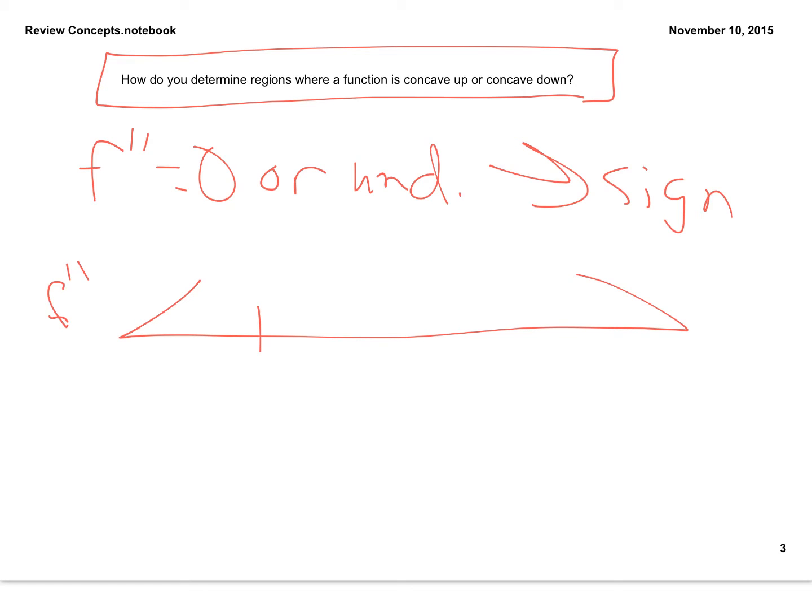if the second derivative is positive, that means that it is concave up on that region. And if it is negative, that means it's concave down on that region.